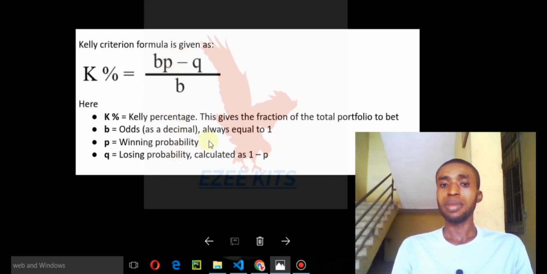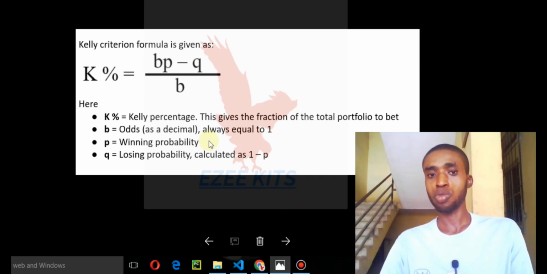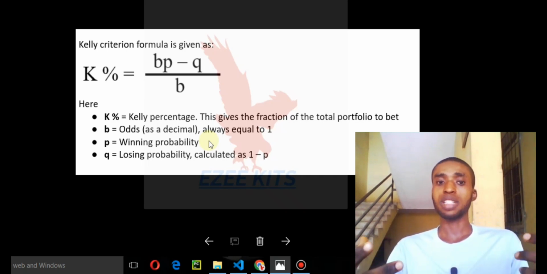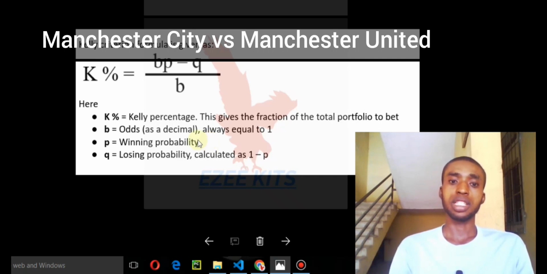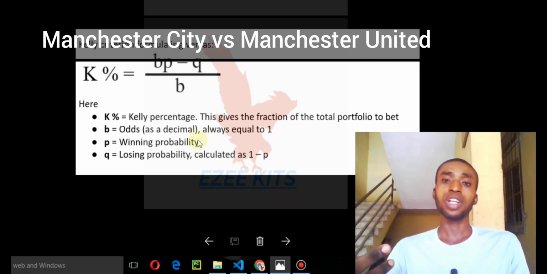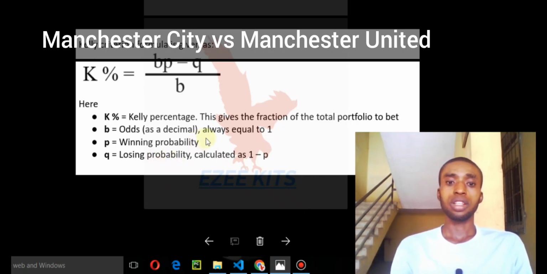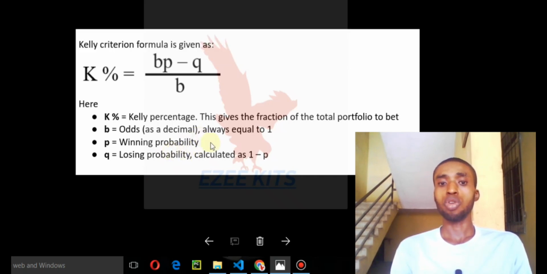What do you estimate for your market, or the particular game you're interested in when it comes to sports betting? For example, let's say we're having a match between Man City and Man U. What does your P signify? Your winning probability: whether you choose that Man U is going to win, or Man City, or whether it's going to end in a draw. And when you're done getting your winning probability, let's say you assume it's 60%, we'll know that your losing probability is 40%, because 100 minus 60 gives you 40.